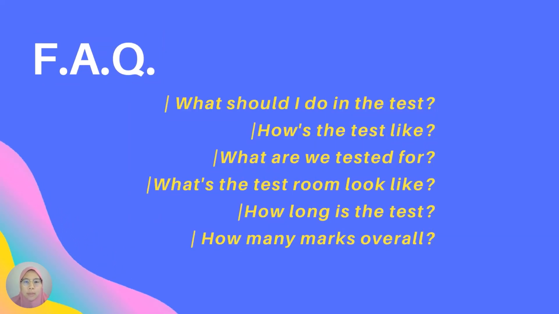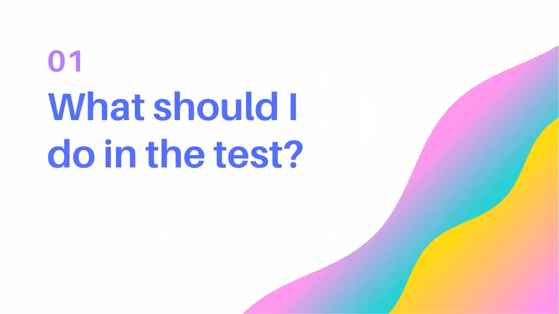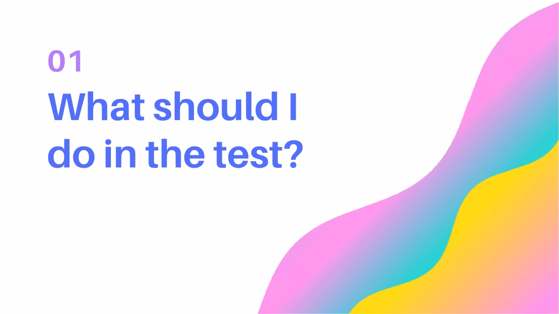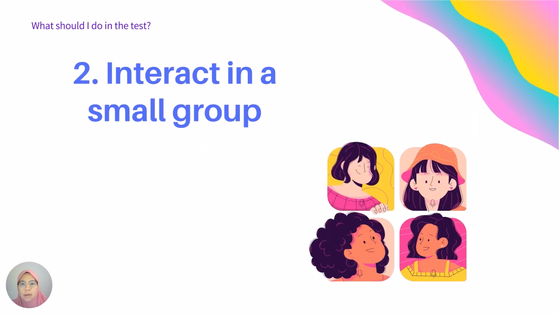In this video, there will be answers to these common questions from MUET candidates. One, you'll give an oral or spoken presentation of your ideas individually. And this will be done in part 1 of the test. Then in part 2, in a group discussion, you'll have to interact in a small group. The group size could either be 2, 3, or 4 candidates with 2 people minimum and 4 people max.